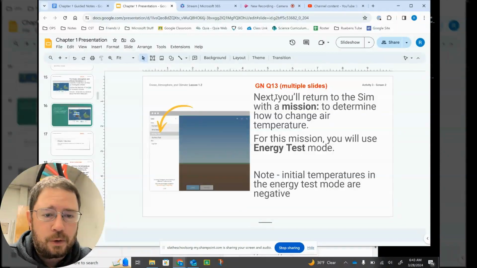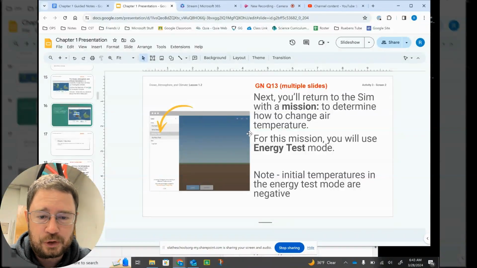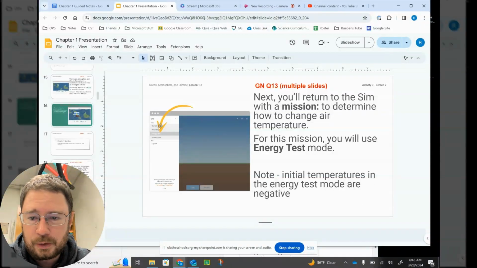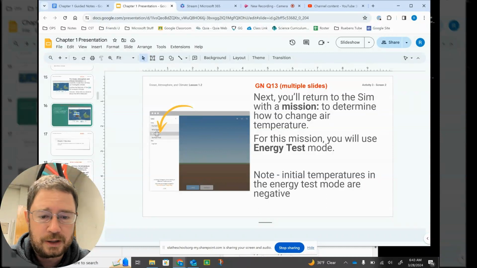So first, we're going to return to the sim with a mission. Our mission is to determine how to change the air temperature. For this mission, you will need to use the energy test mode. So in the top left, you can click on the 3 bars, and we have the current map, the wind map, energy test, and surface test. Make sure you go to the energy test.